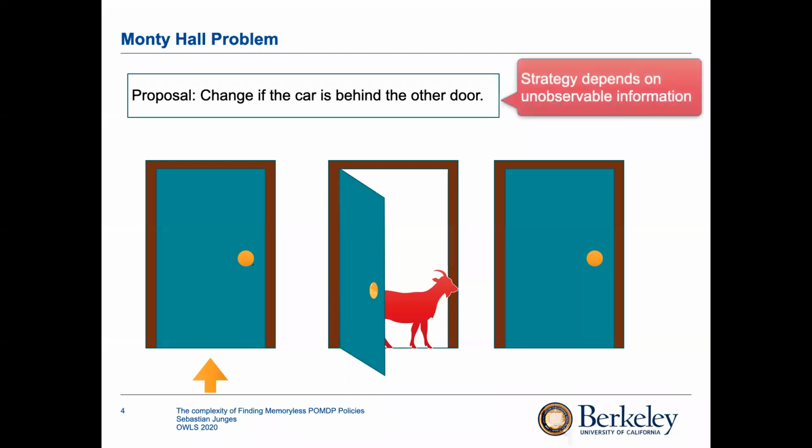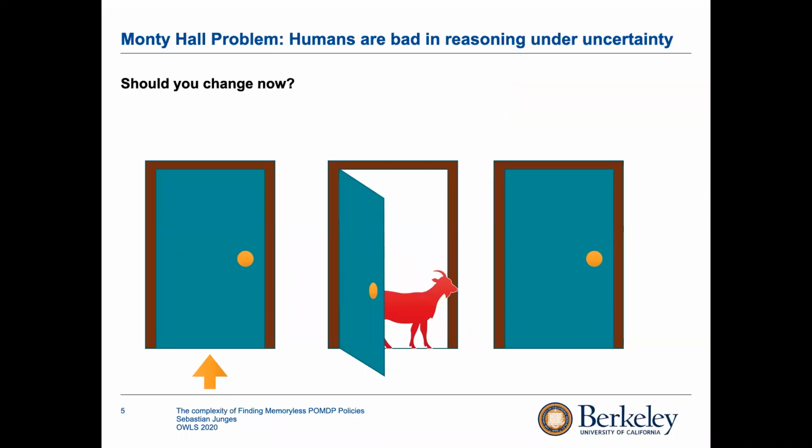So that proposed strategy depends on unobservable information, and that's a very common issue in sequential decision making, that you want to make decisions based on information that you cannot observe. And the Monty Hall problem is also notoriously hard. Even trained mathematicians like Paul Erdős didn't believe that it's actually always better to switch the door. And we will do a bit more analysis of this in a bit.